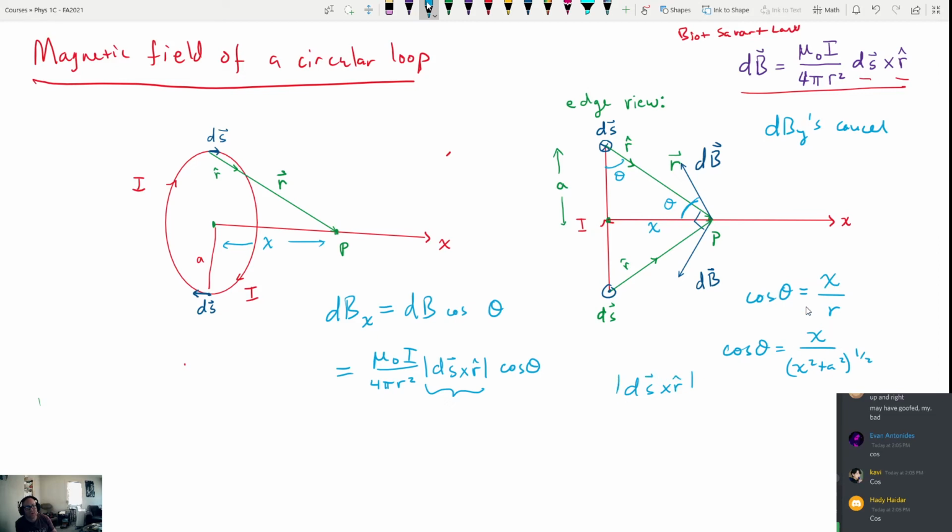What is that? Well, this is going to be equal to the magnitude of ds times the magnitude of r hat times the sine of the angle between them. Let's call it phi. This part is really hard. Well, it's hard if you look at this picture. It's probably not so hard if you look at the picture on the right. So it's probably easier if you look here. What's the angle between ds and r hat equal to? What is the angle between ds and r hat?